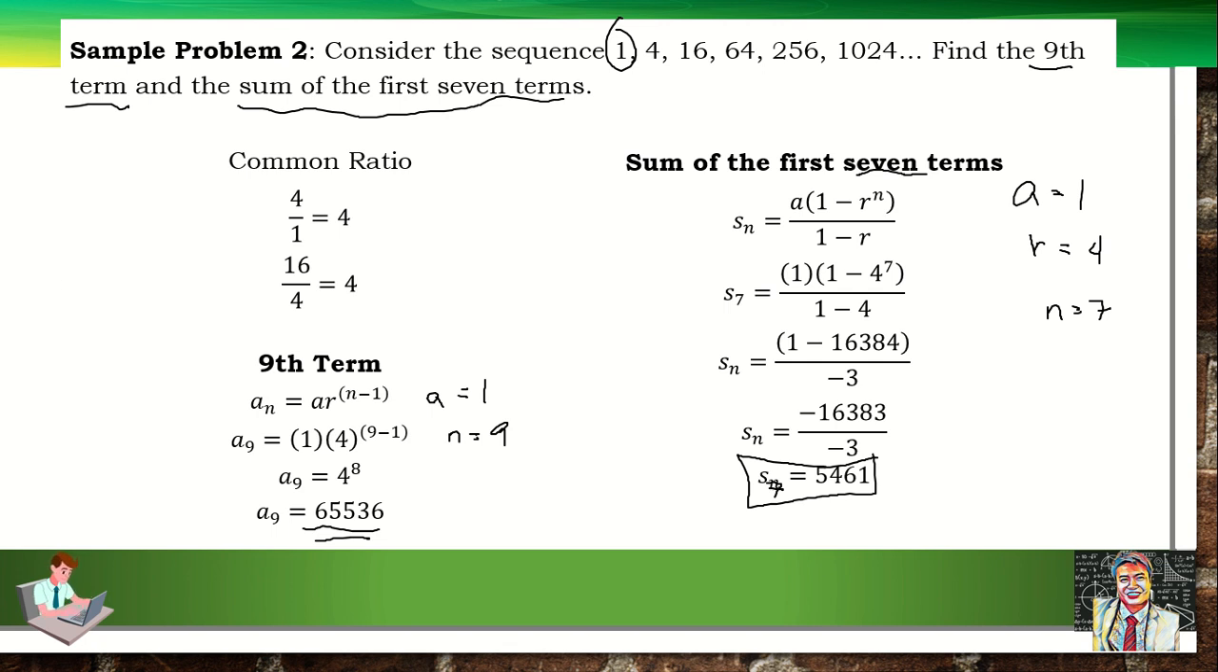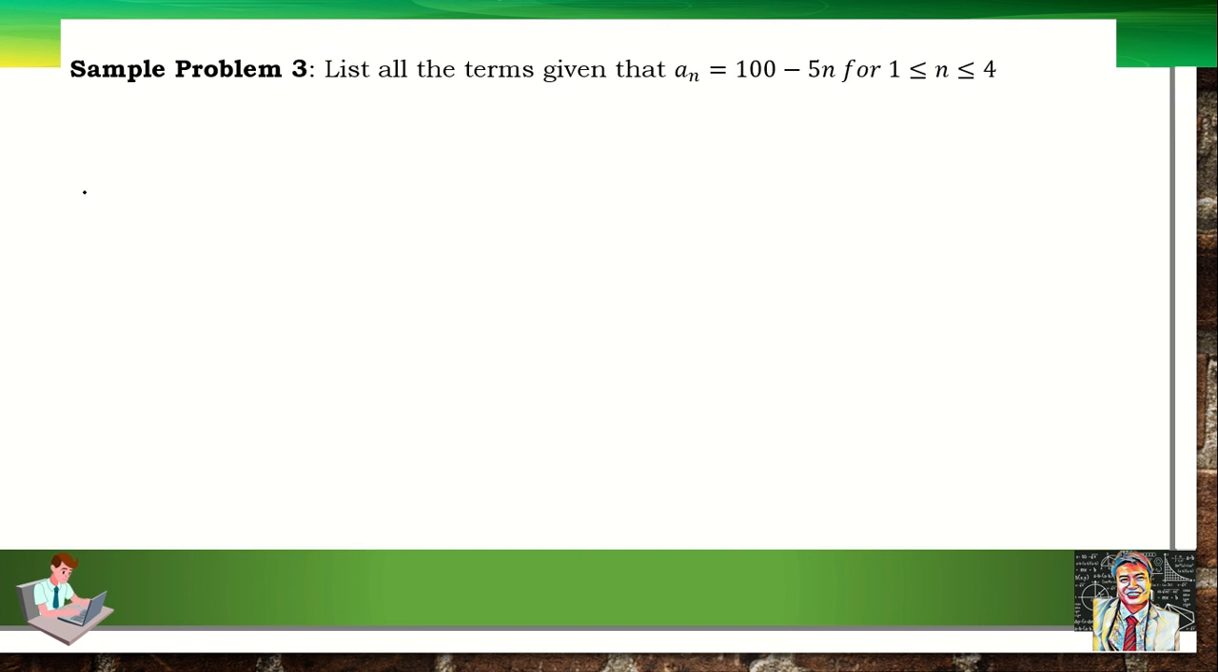I hope nasusundan nyo. Tingnan natin yung sample number 3. Sample problem number 3. List all the terms given that a sub n is equal to 100 minus 5n, for n is greater than or equal to 1 and n less than or equal to 4. So, ibig sabihin, itong condition na to ay inequalities na yan, ibig sabihin, ang kukunin natin ay a finite sequence. Okay? Since tinatanong lang naman, list all the terms, hindi naman natin kailangan i-sum.